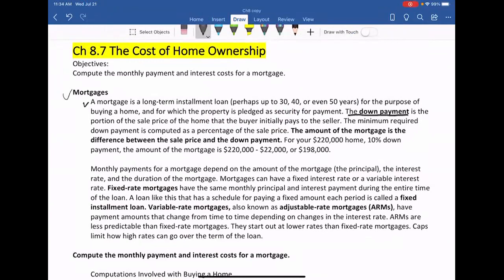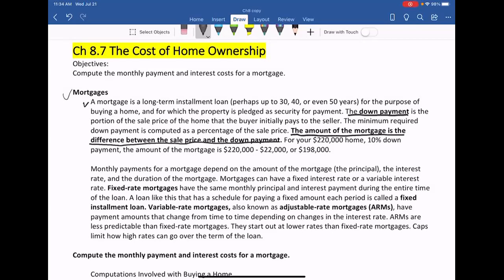The down payment is the portion of the sale price of the home that the buyer initially pays to the seller. The minimum required down payment is computed as a percentage of the sale price. The amount of the mortgage is the difference between the sale price and the down payment.